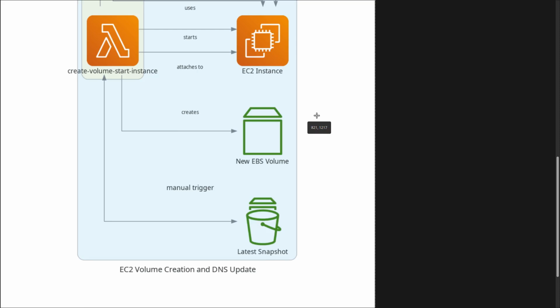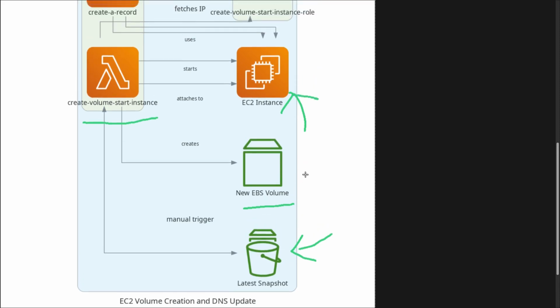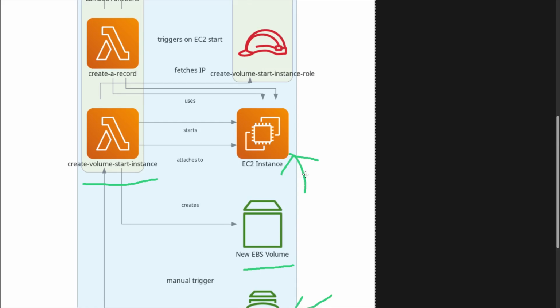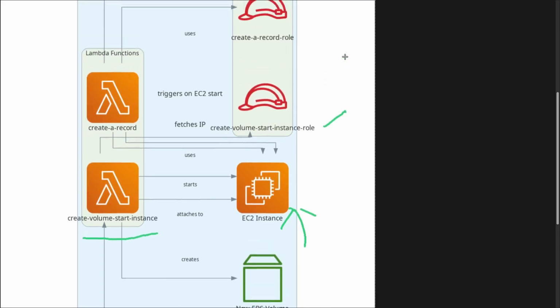This is the next lambda function that we'll be talking about, that is the create volume start instance lambda. This will be involved in starting the EC2 instance. So to start the instance, we need an EBS volume with all the data preserved in it. So we'll create a new EBS volume out of the latest snapshot that we took using the earlier lambda function. After creating the EBS volume, we will attach it to the EC2 instance that we already have and start it. This task will be carried out using a particular role that we will create later on, that is the create volume start instance role.